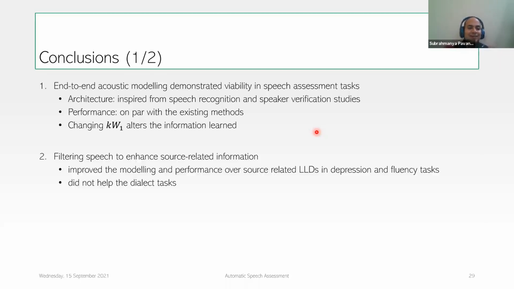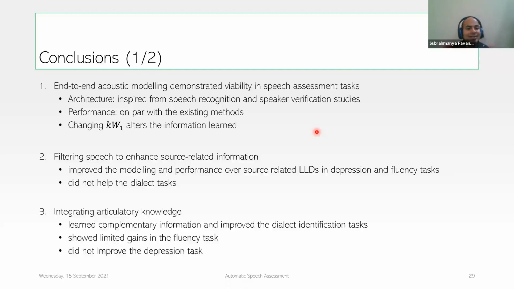We also tried filtering speech to enhance source-related information. It improved modeling and performance over source-related low-level descriptors in depression and fluency tasks that I have not shown in this talk, but it did not help in the dialect prediction task. We also investigated integrating articulatory knowledge. It learned complementary information and improved the dialect identification tasks, but it showed limited gains in the fluency prediction task, and it did not improve the depression tasks. It is also worth mentioning that the filtering approach was also tried on Alzheimer's detection by a colleague of mine in collaboration with me. And integrating articulatory knowledge was also shown on predicting the degree of sleepiness from speech.